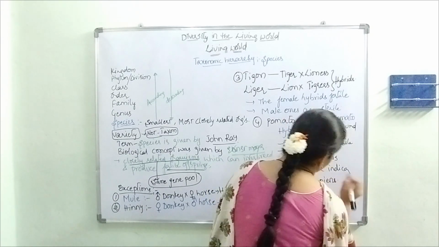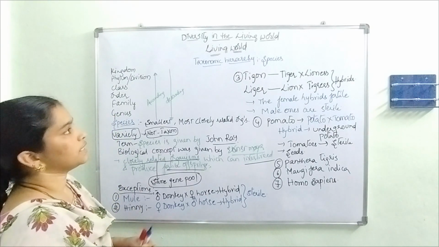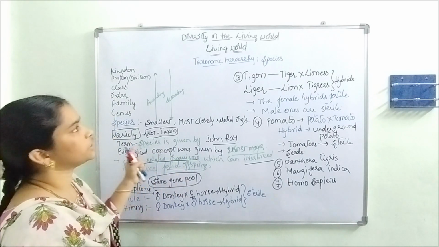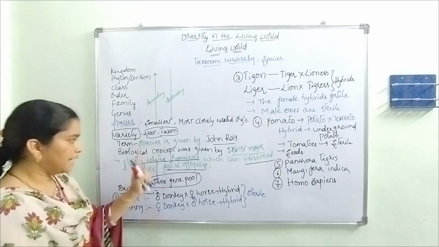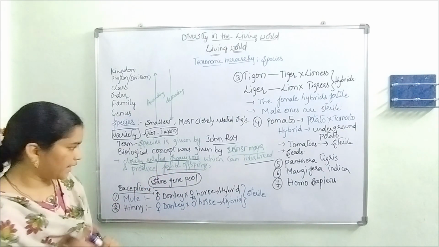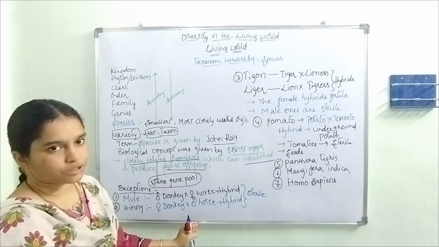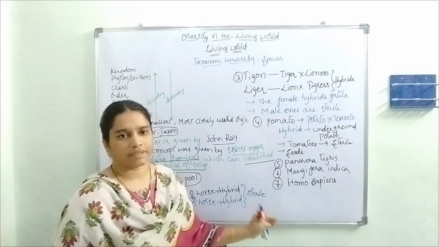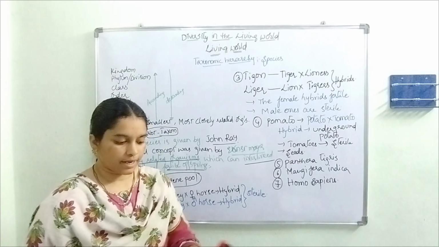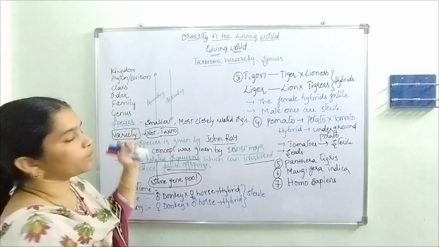This is about species, which is the smallest hierarchy category, a group of closely related organisms which can interbreed and produce fertile offsprings. And these are some of the exceptions that cannot be fertile. So this is the class. In the next class we will discuss the other taxonomic categories.